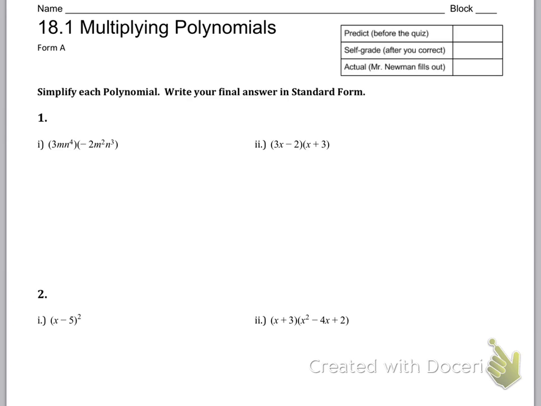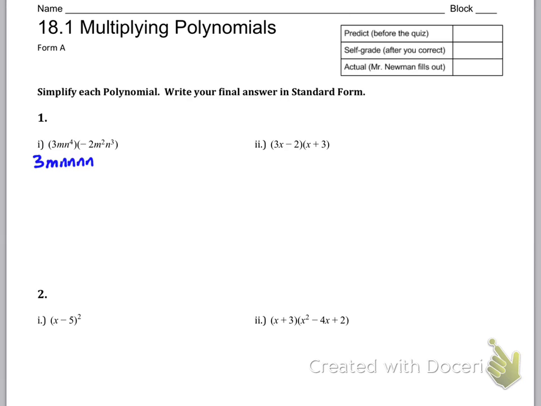So for each of these, we're going to simplify the polynomials, and these are all multiplication problems. Be careful what kind of multiplication problem we're dealing with. For example, this first one, we're just multiplying a monomial by a monomial. We don't need a box, and we really just need to know our power rules.